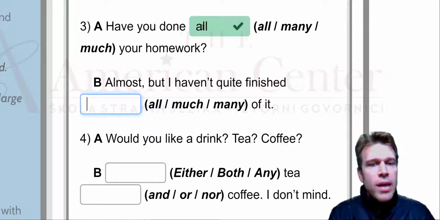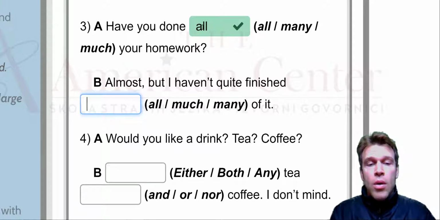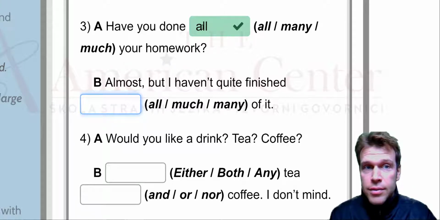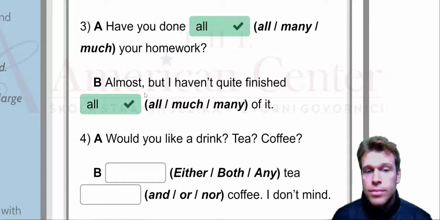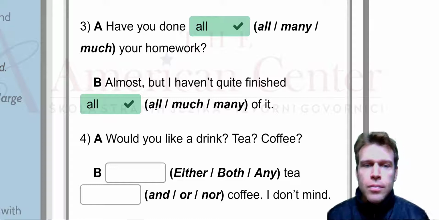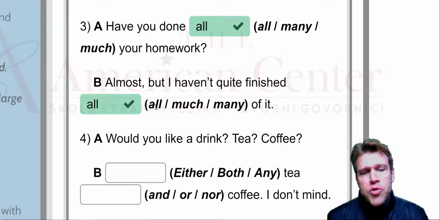Almost, but I haven't quite finished. What do you think? Correct. All. Very good. Okay, so that's about it. And you can do the rest on your own. I think you'll be okay.